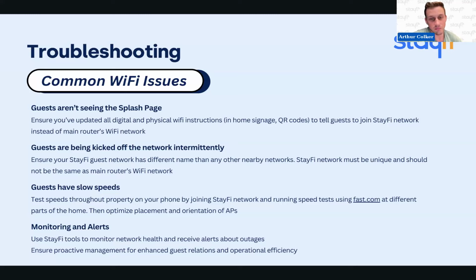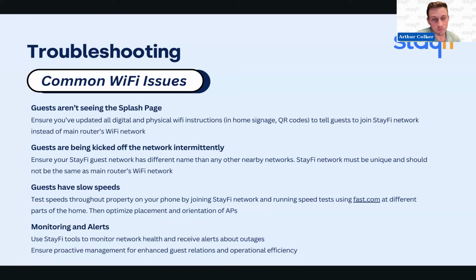Guests have slow speeds. That's really one where you want to test in the property when you set up StayFi, just to make sure the speeds are what you'd like throughout the home and that the devices are placed optimally and oriented correctly. So that's where it goes back to those diagrams I was showing: you want to make sure that the top of the device and size of the device are oriented towards the place that you need coverage. And also if you are wireless meshing, that the mesh connection between the devices is good.